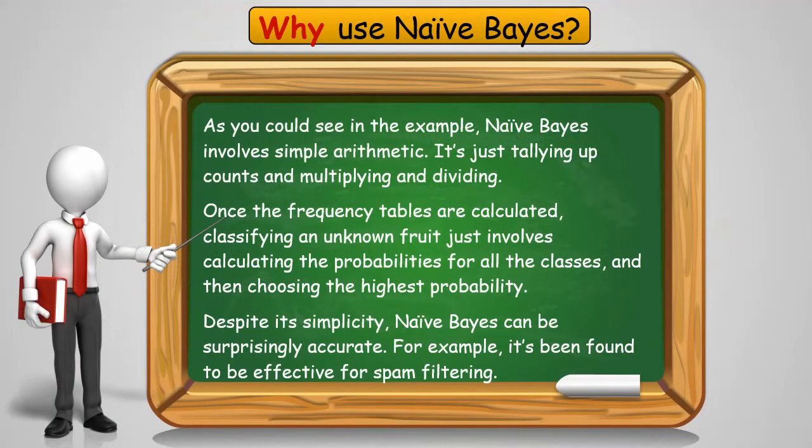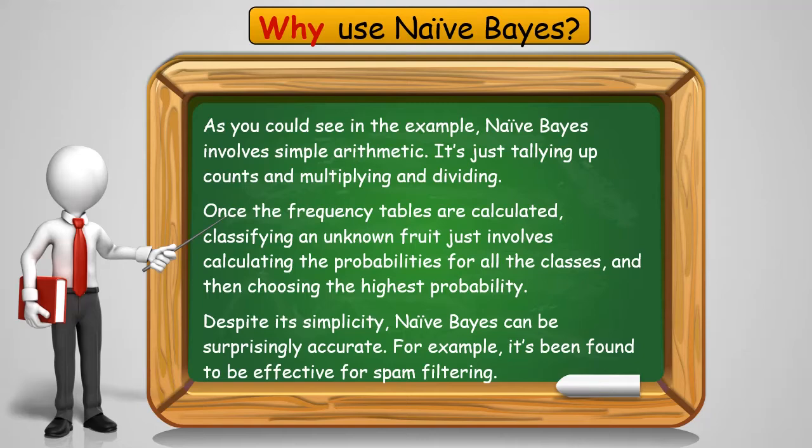So why would we want to try to use this model if it's naive? Well, as you can see in the example, it's very easy. It's simple arithmetic. It's just tallying up counts and multiplying and dividing. Once the frequency tables are calculated, classifying an unknown fruit just involves calculating a few probabilities on all of the classes and then choosing the highest probability.